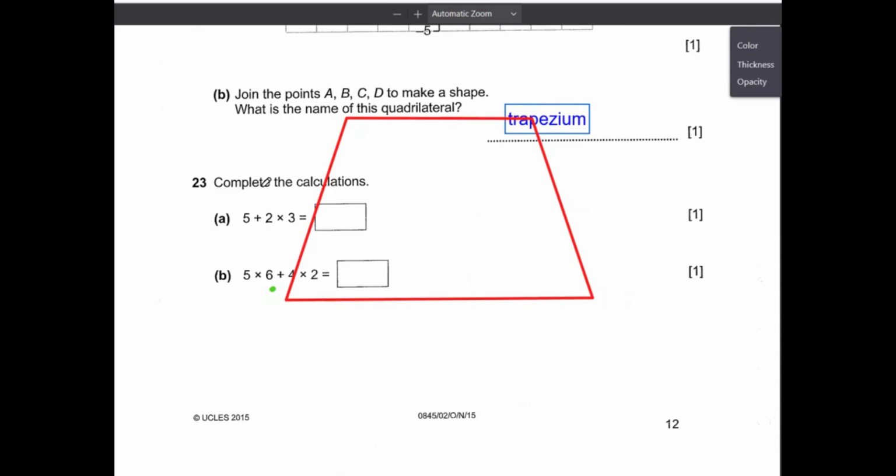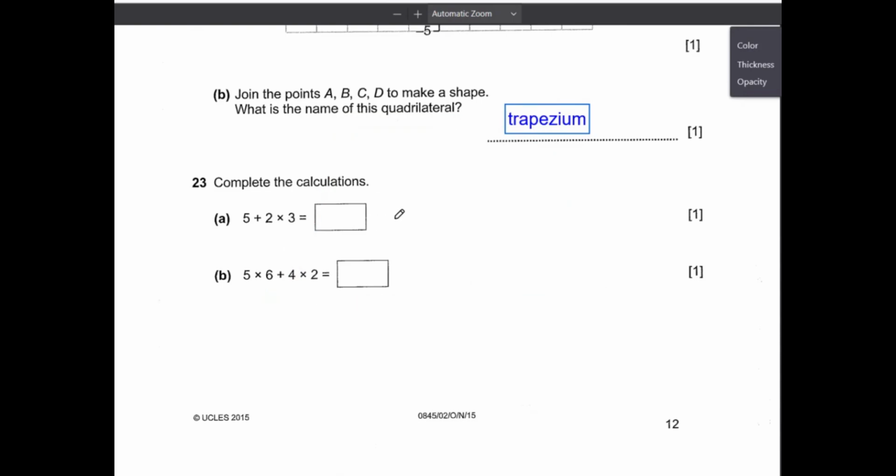Okay, complete the calculations. 5 plus 2 multiply 3. According to BODMAS, what do we do first? We do the multiplication first. So the answer is going to be 5 plus 6, which equals 11.